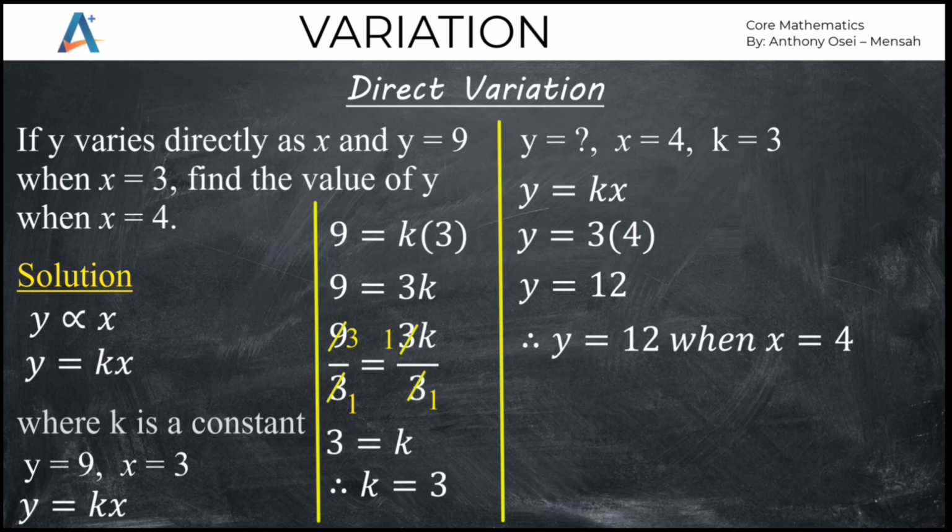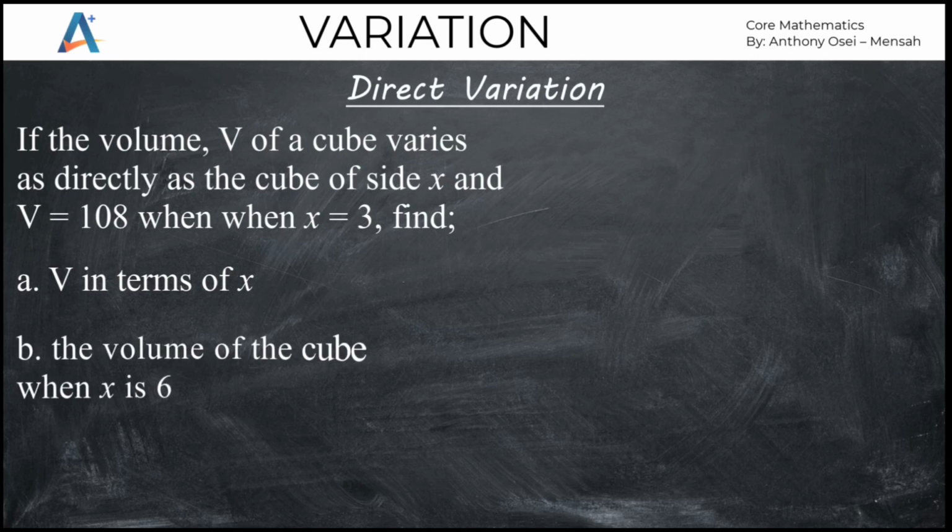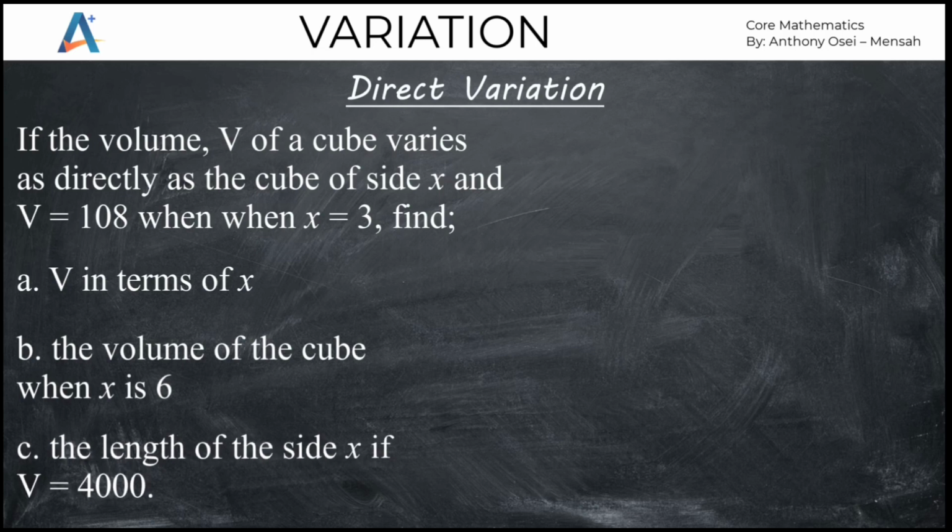Thank you very much. This question reads, if the volume V of a cube varies directly as the cube of the side x, and V is equal to 108 when x is equal to 3, find A, V in terms of x, B, the volume of the cube when x is 6, C, the length of the side x when V is equal to 4000.